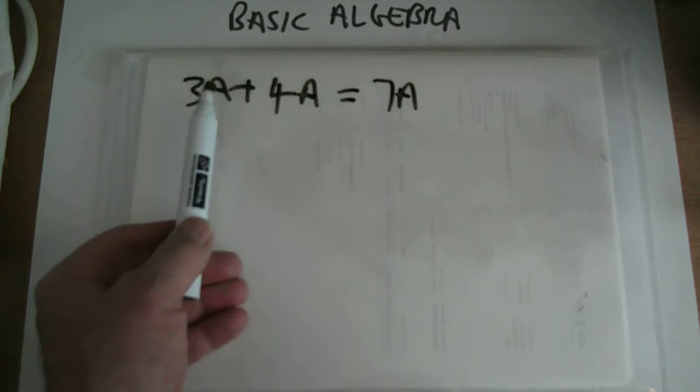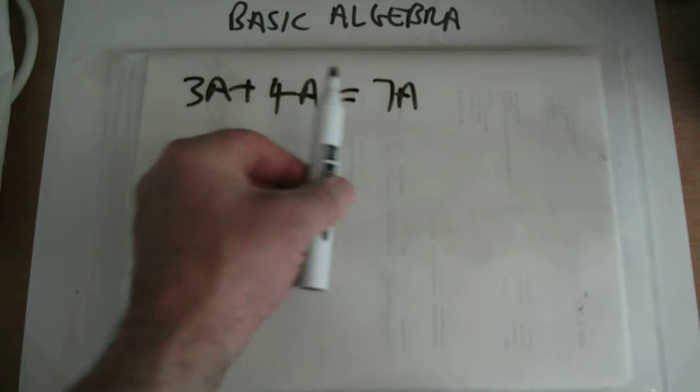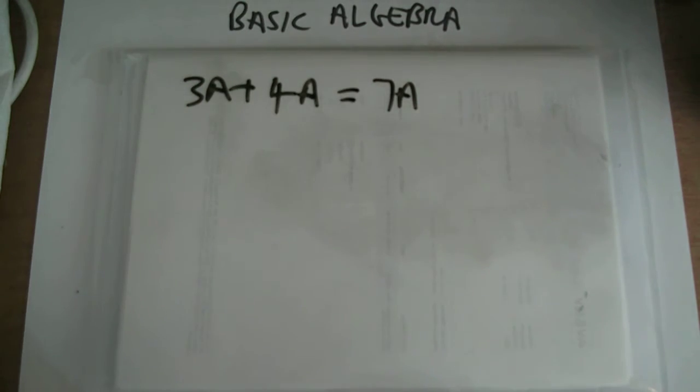Now, instead of apples, we can call these letters A, we call them variables. The reason why we call them variables in engineering is because they can go up and down depending on the value of this number in front of them. So they can vary.